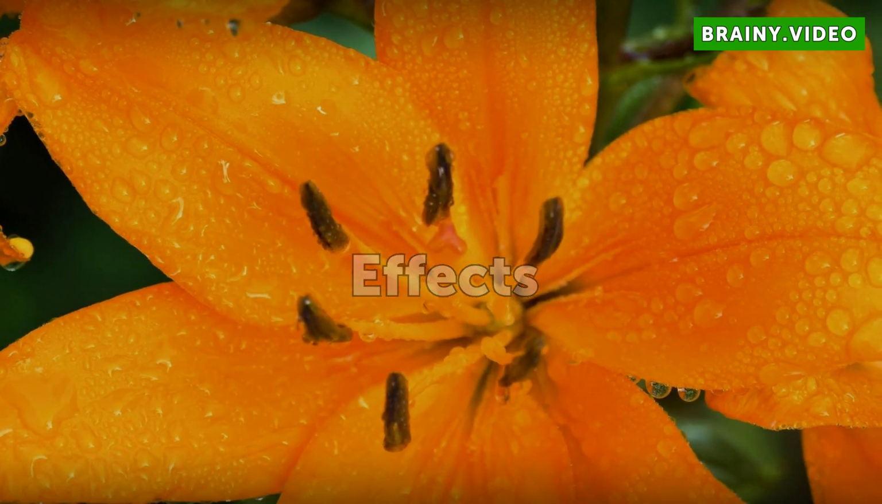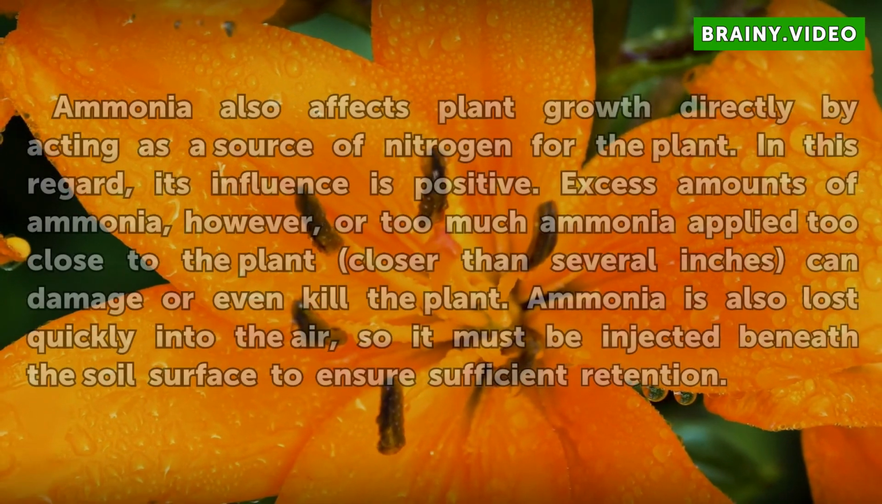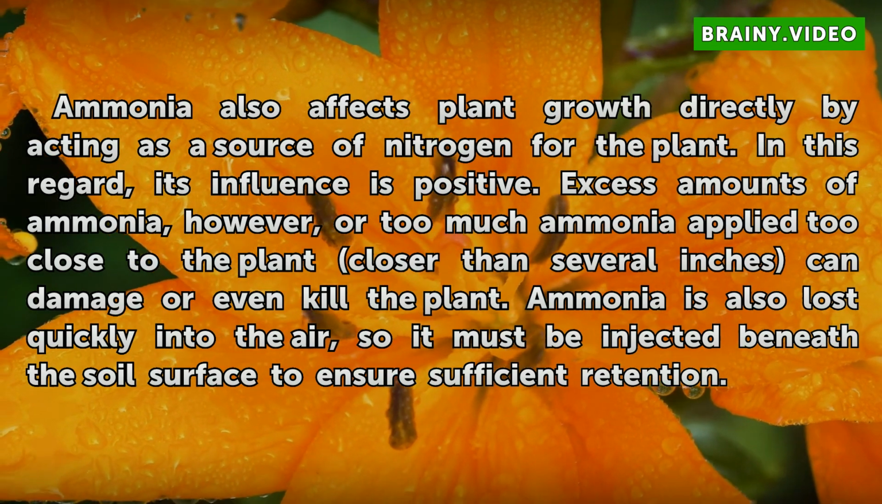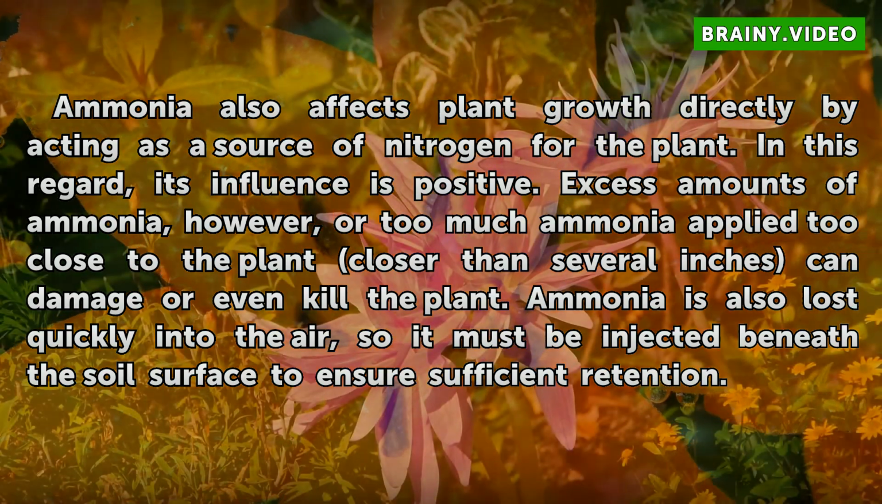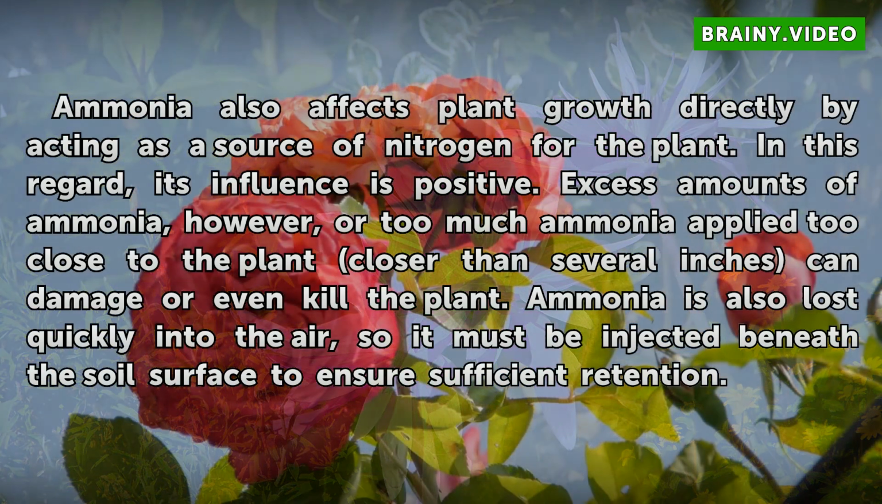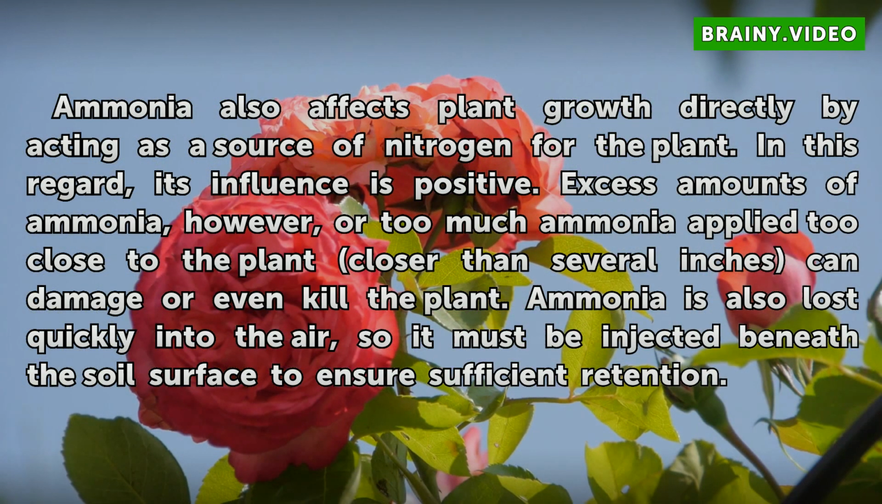Effects. Ammonia also affects plant growth directly by acting as a source of nitrogen for the plant. In this regard, its influence is positive. Excess amounts of ammonia, however, or too much ammonia applied too close to the plant, closer than several inches, can damage or even kill the plant. Ammonia is also lost quickly into the air, so it must be injected beneath the soil surface to ensure sufficient retention.